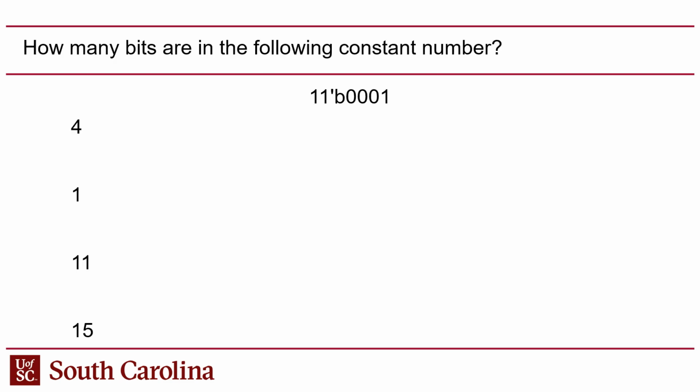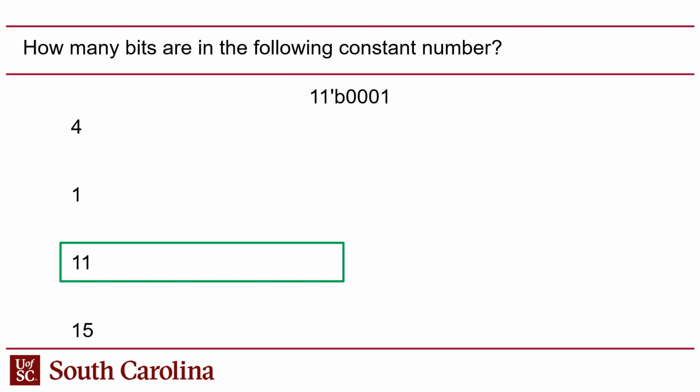Okay, how many bits are in the following constant number? It's 11. It says 11 apostrophe, it means there's 11 bits. Now, there's only 4 bits specified, and because there's 11 bits here and I only give 4, the rest of them are zeros, right? It's going to fill in the rest with zeros.